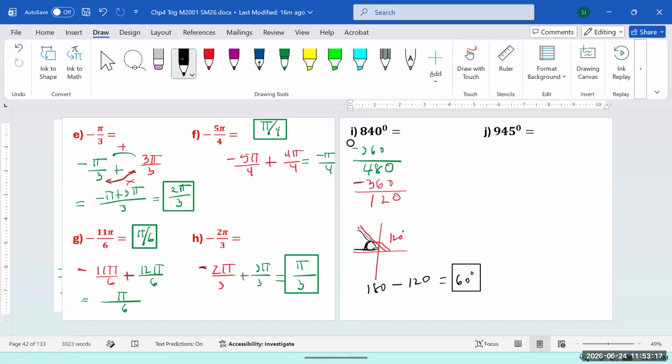So if you have a big number, big angle, keep subtracting 360. If it's given in radian format, keep subtracting 2 pi. Keep subtracting until you have something that is smaller than 360 degree or 2 pi, and then you decide how much you need to add, how many pi's or how many degree measurements.